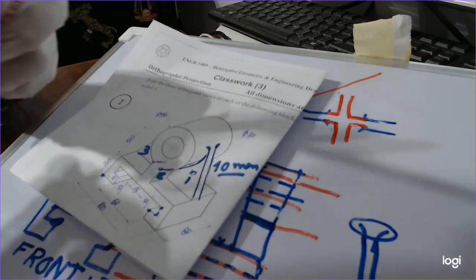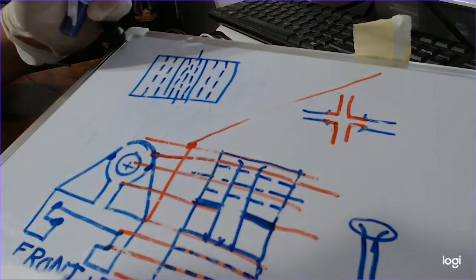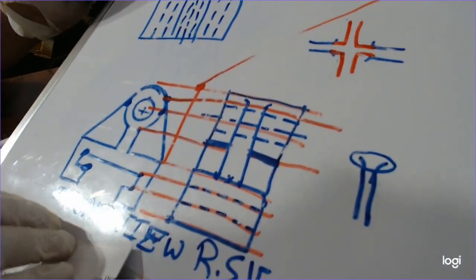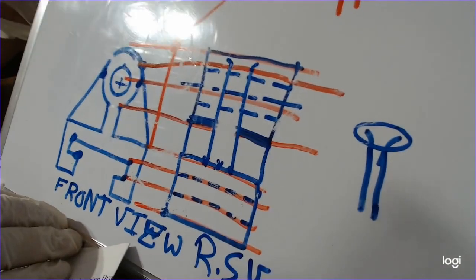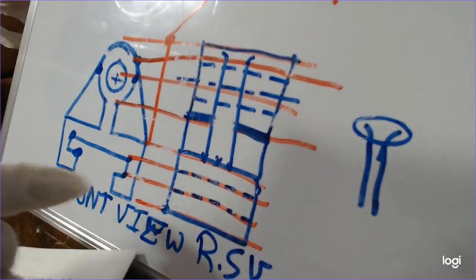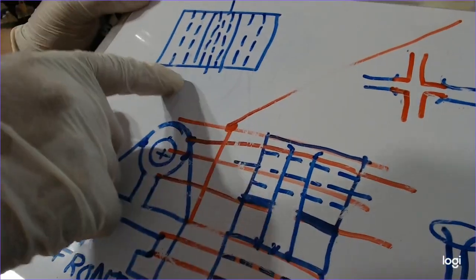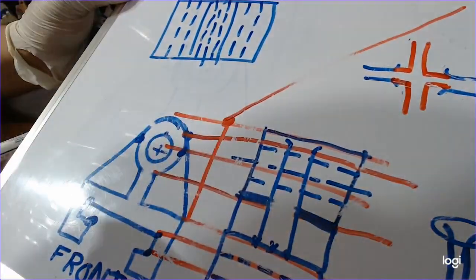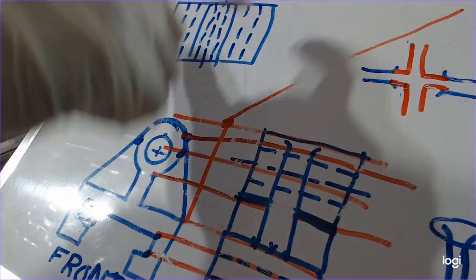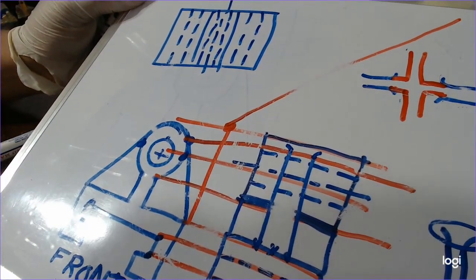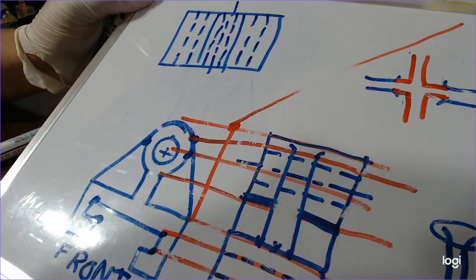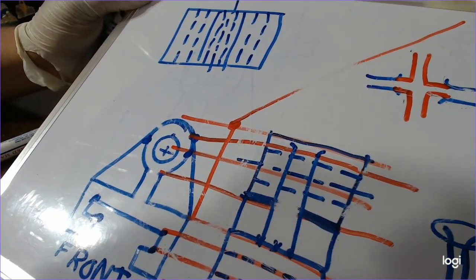Okay, so this is the first drawing. It will be something like that. Okay, so this will be the front view, and that will be the side view. And this will be the top view, and we'll put this drawing inside that one. Okay, so let's move to the second drawing.